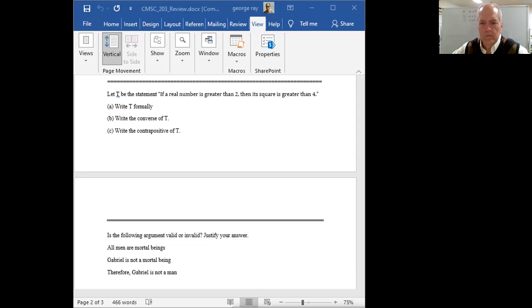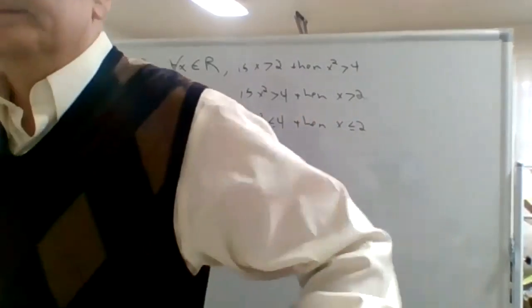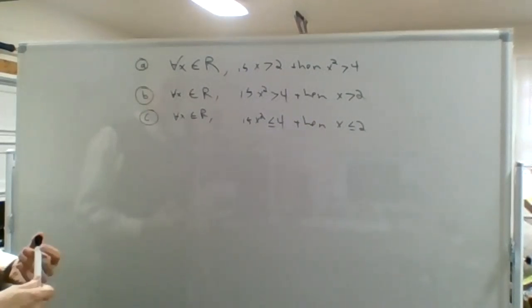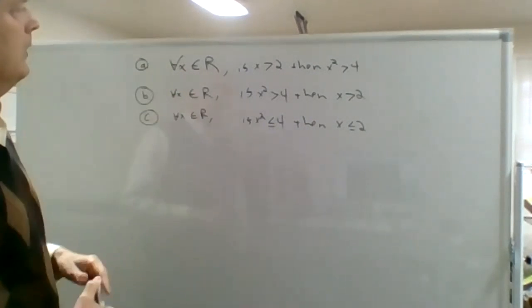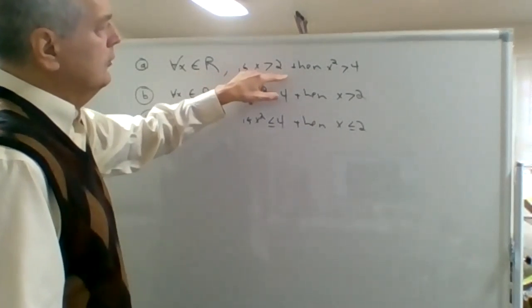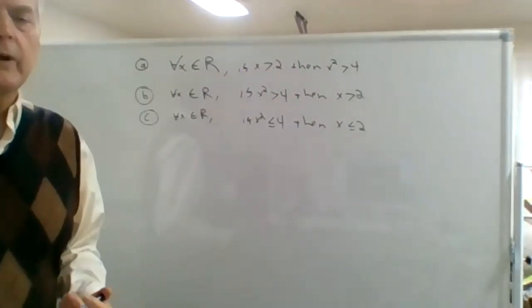Okay, let's take a look at this one. So formally written out, our statement is: for all x in the set of real numbers, if x is greater than 2, then x squared is greater than 4.